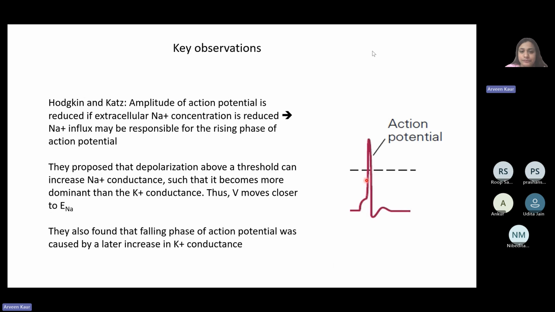What were the key observations that these people had after looking at the action potential? So Hodgkin and Katz were two scientists. They basically saw that the amplitude of the action potential is reduced if the extracellular sodium concentration is reduced, right? So it might show a lesser peak if the extracellular sodium concentration was reduced. So they thought that sodium influx may be responsible for the action potential, right?